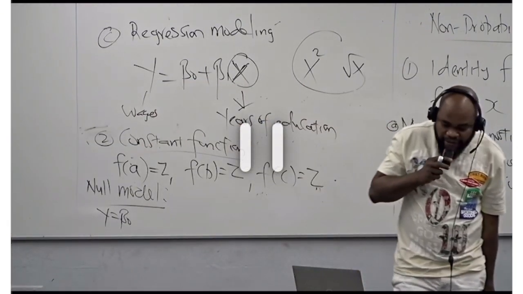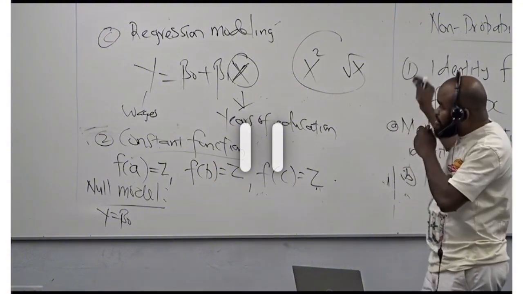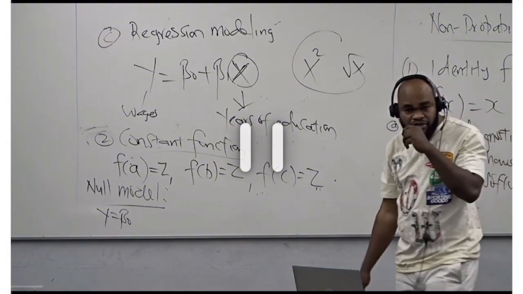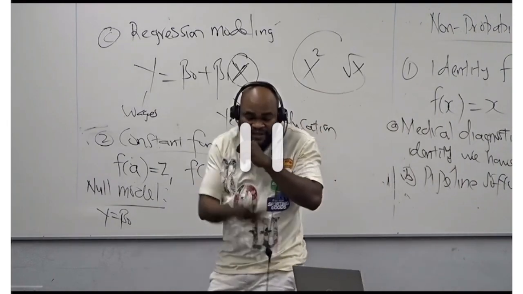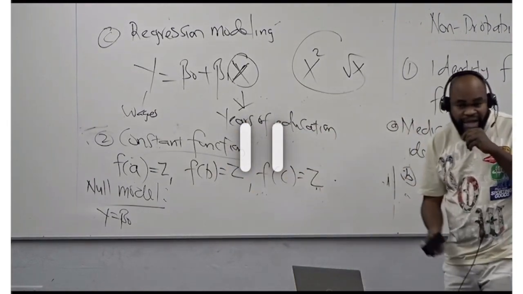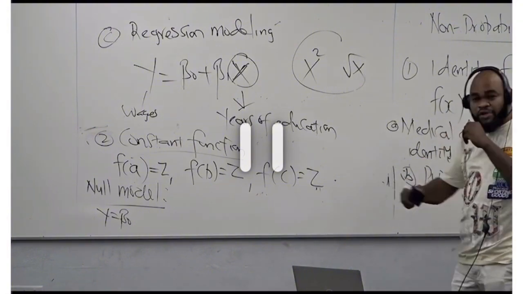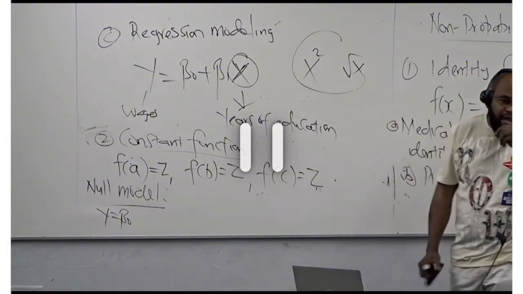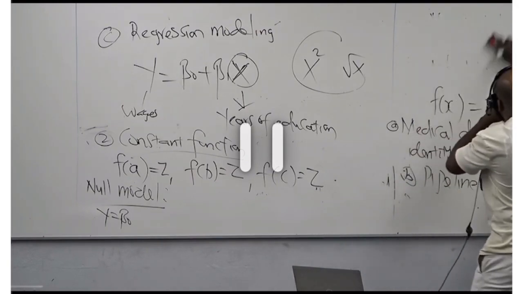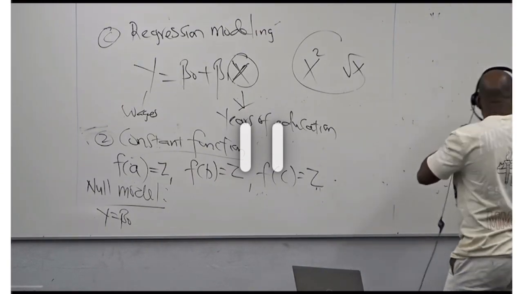What I've just given you now is a constant function and an identity function. We also have different kinds of functions, like quadratic, like cubic, like logarithmic functions. There are different kinds of functions that we have around, and they are very, very useful.